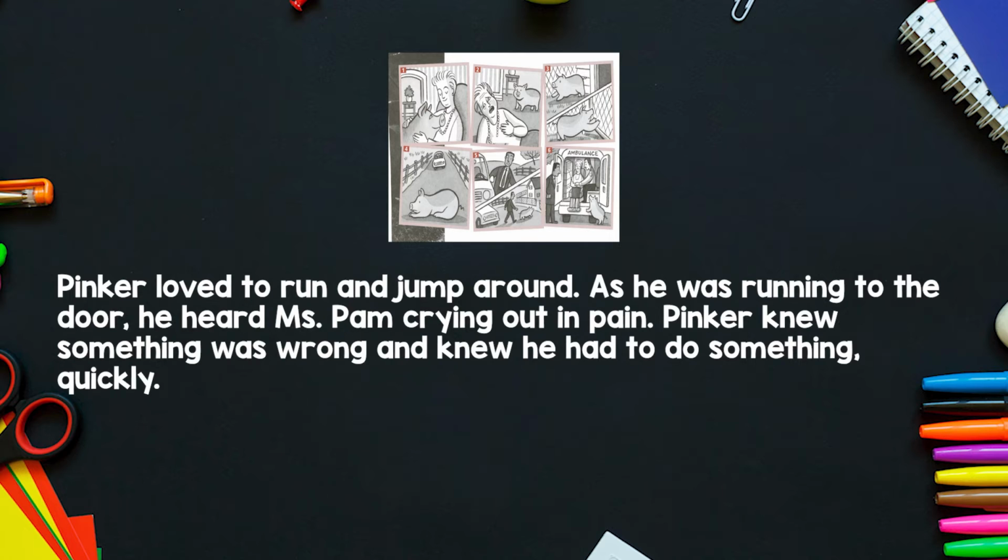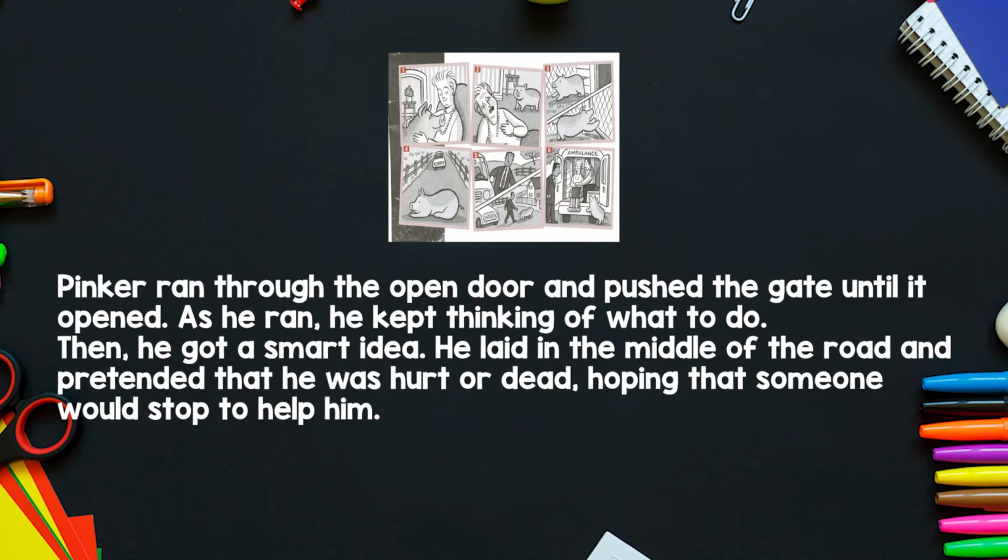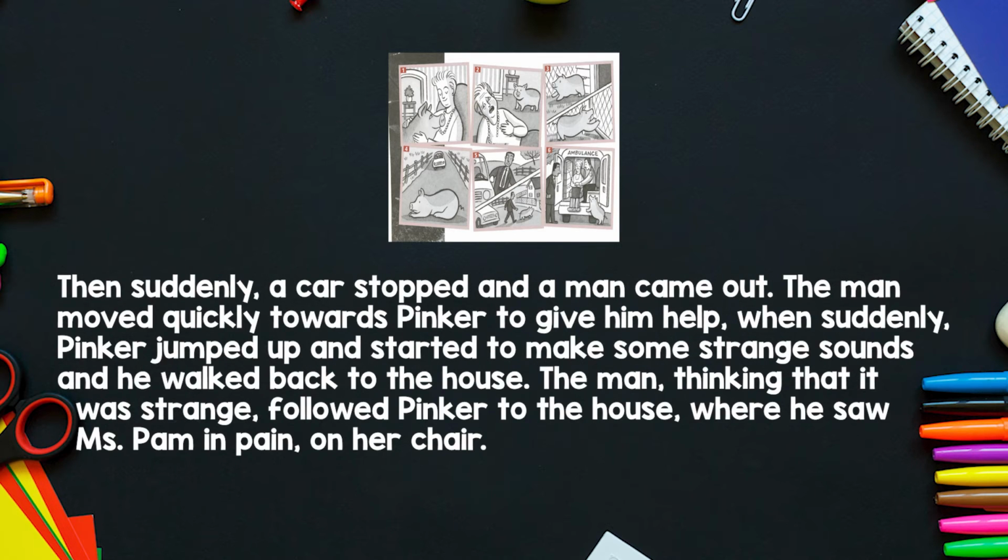As he was running to the door, he saw Miss Pam crying out in pain. Pinker knew something was wrong and knew he had to do something quickly. Pinker ran through the open door and pushed the gate until it was open. As he ran, he kept thinking of what to do. Then he got a bright idea. He laid in the middle of the road and pretended that he was hurt or dead, hoping that someone would stop to help him. Then suddenly a car stopped and a man came up.